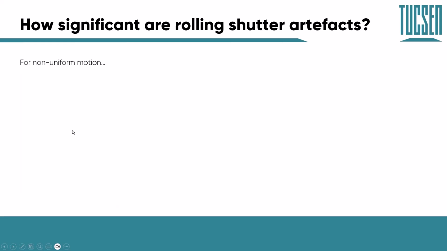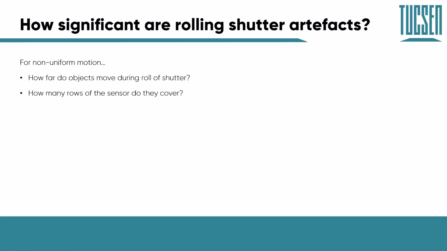In this case, where our motion is not uniform across our imaging sensor, some of the key questions are, how far do objects move during the roll of the shutter? So as that shutter is moving from top to bottom, how far do the objects actually move during that time? Also, how many rows of the sensor do the objects cover? We can imagine that smaller objects are going to incur less artifacts than larger objects. So the key point is comparing the size and speed of objects to the speed of our rolling shutter.